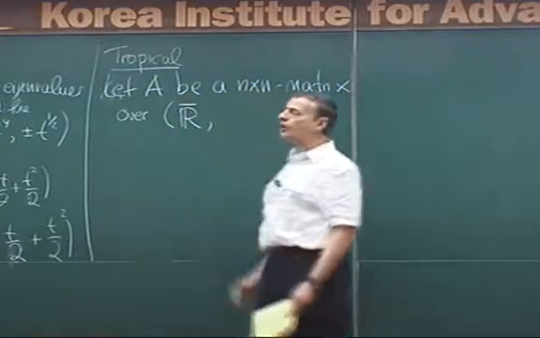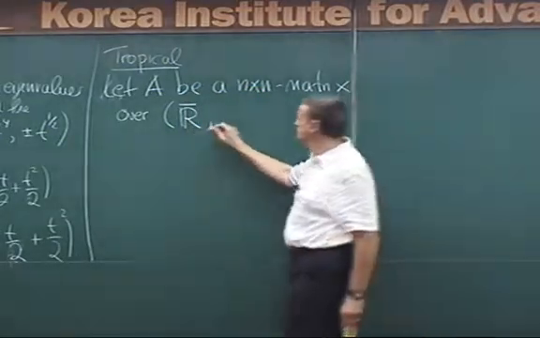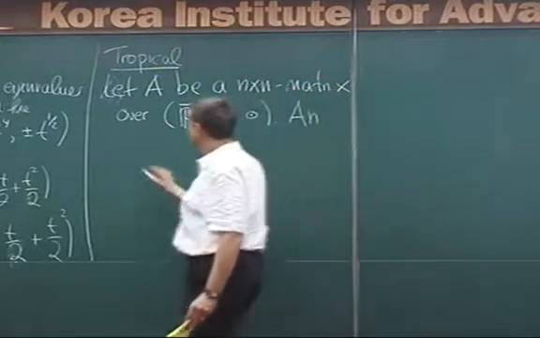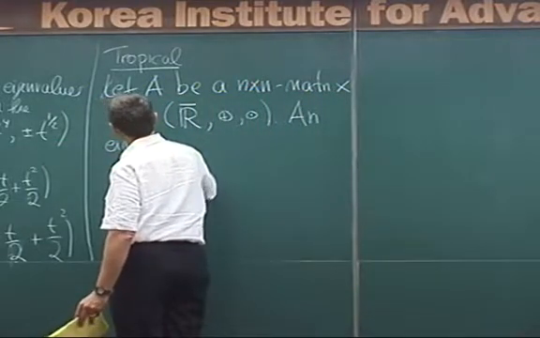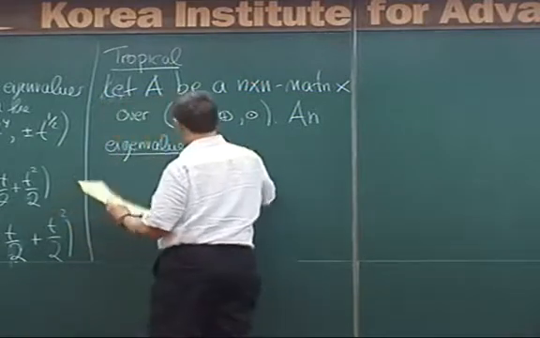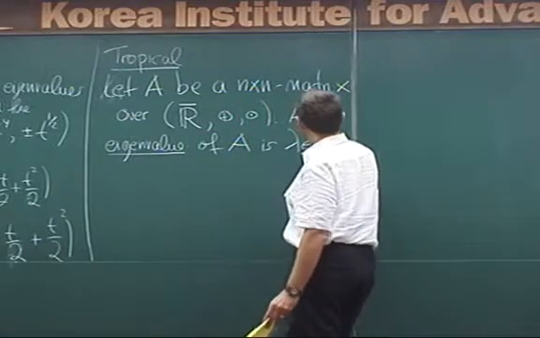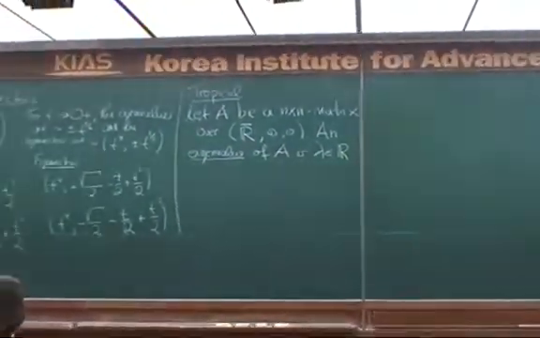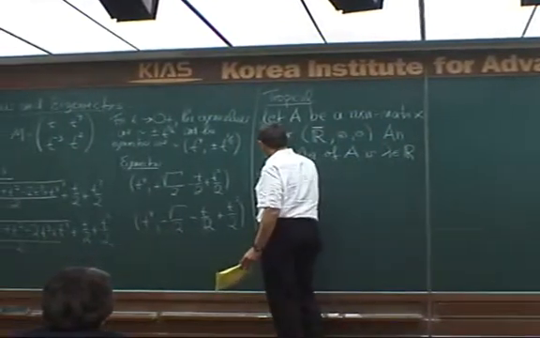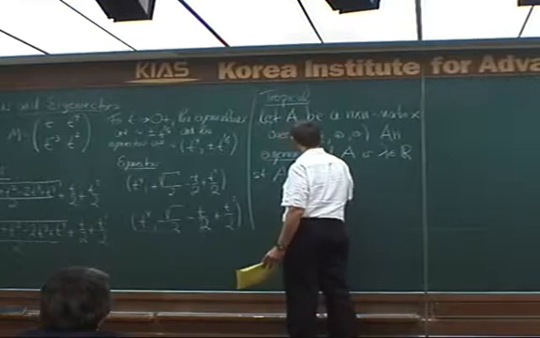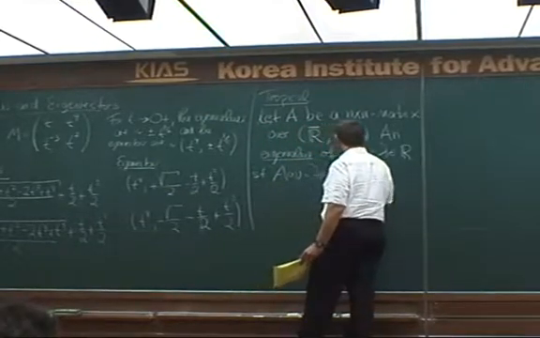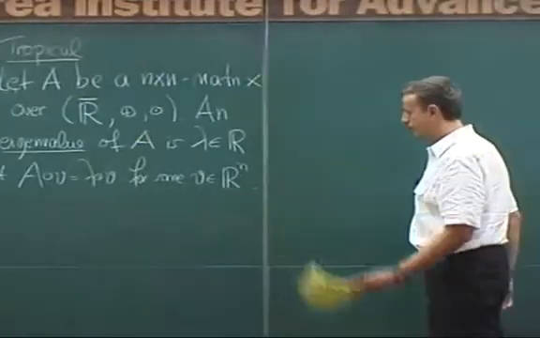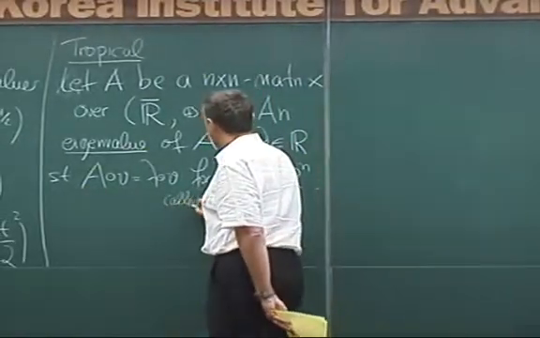Sometimes I write R bar, taking the real numbers together with plus infinity, for the tropical semiring. And then an eigenvalue of A I'm going to take to be a real number. I'm going to disallow plus infinity to be an eigenvalue. So an eigenvalue of this matrix is a real number lambda such that A times V equals lambda V for some vector V in R to the n. And such a vector is called an eigenvector.